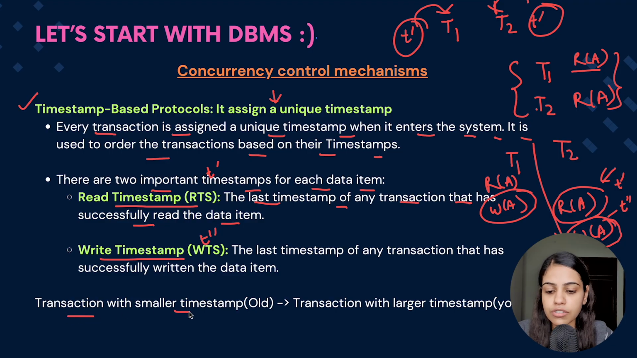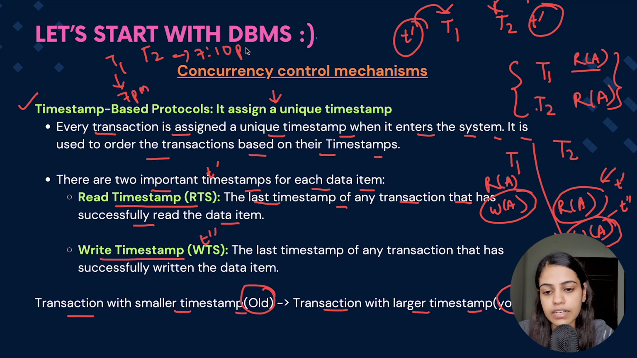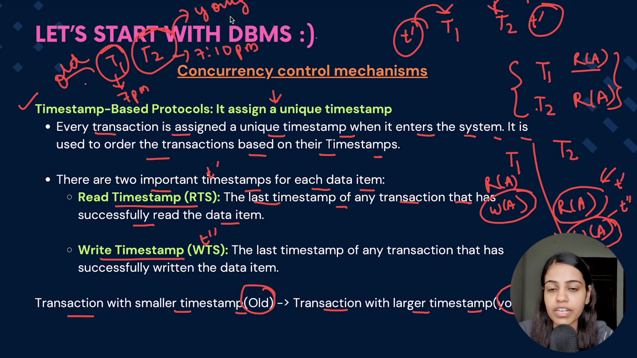Now transactions with smaller timestamps are called old transactions. Transactions with larger timestamps are called young transactions. Consider that there are two transactions T1 and T2. T1 started at 7 p.m. and T2 started at 7:10 p.m. So T2 would have a larger timestamp and T1 would have a smaller timestamp. We can say that T1 is an old transaction and T2 is a young, or fresh, transaction.